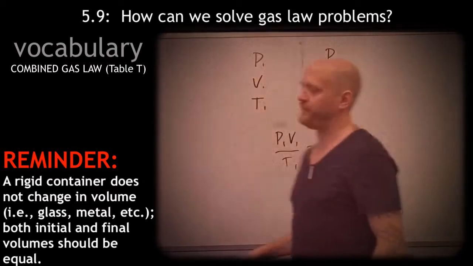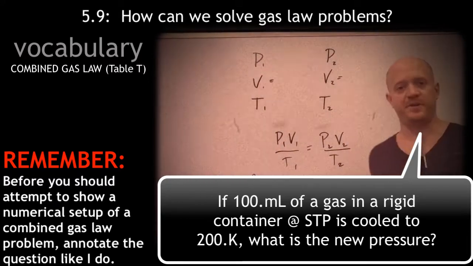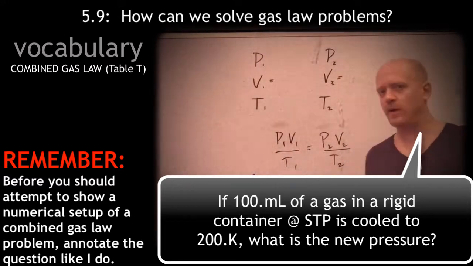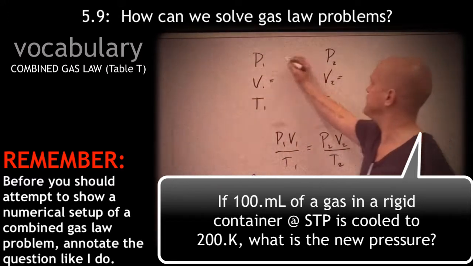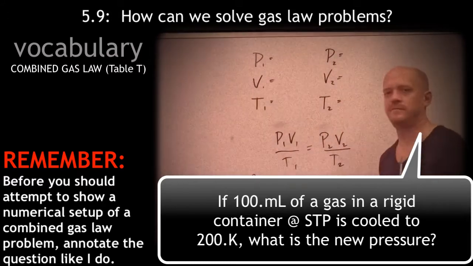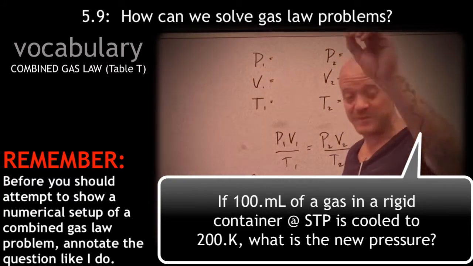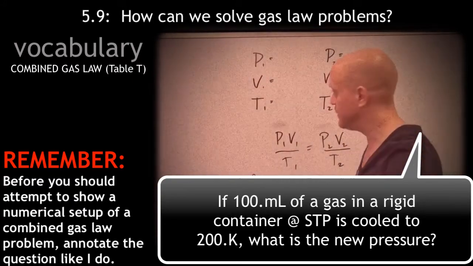So for example, if 100 milliliters of a gas in a rigid container at STP is cooled to 200 Kelvin, what is the new pressure? The first thing I want you to do is write your P1, V1, T1, P2, V2, and T2. Always, always. I want to see this on your papers.